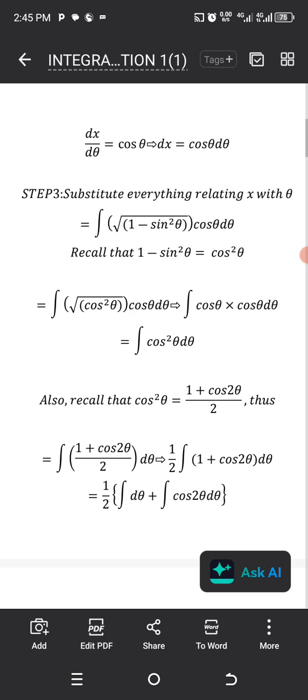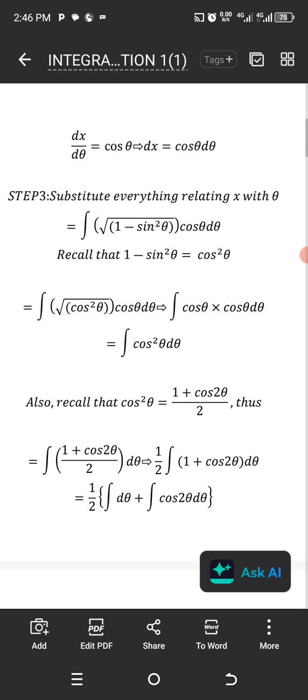Because 1 minus sine square theta is what? It's cos square theta. So that is why we are changing square root of 1 minus sine square theta to square root of cos square theta. So now after that, square root of cos square theta is what? It's cos theta. So that's why in the front of that line, you can see that integral of cos theta is multiplying cos theta d theta now.